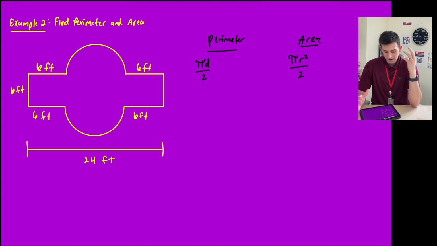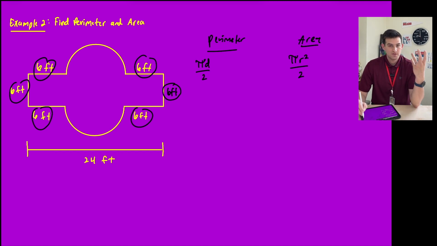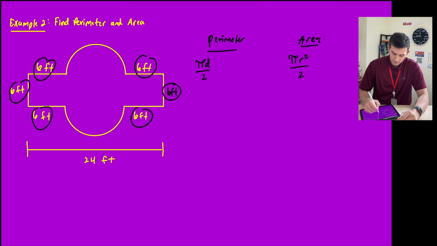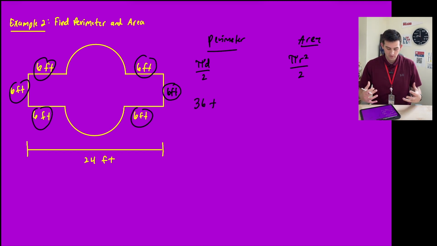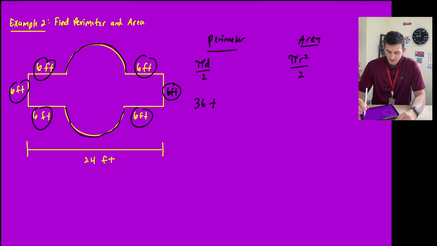We're pretty much given every measurement except for those semicircles. So we have 6, 6, 6 feet, 6 feet. This would also be 6 feet, and once again 6 feet there. So we have 1, 2, 3, 4, 5, 6 of those. So 6 times 6 would be 36. So we can add that as part of our perimeter. And now we just need to find our semicircle distances here.